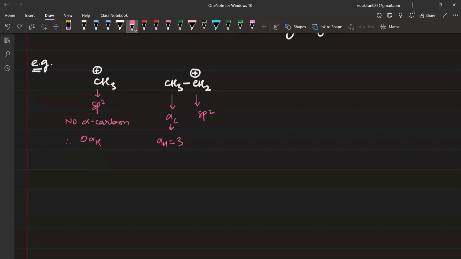If I take another case in which we are having a 2 degree carbocation, CH3 bonded to a carbon with 1 hydrogen and another CH3. This middle carbon is having a positive charge, right? Now, this is an sp2 carbon, and both of these are alpha carbons. If I count now the alpha hydrogen, this is equal to 6. Can you guys see that? Yes or no? Please tell me.